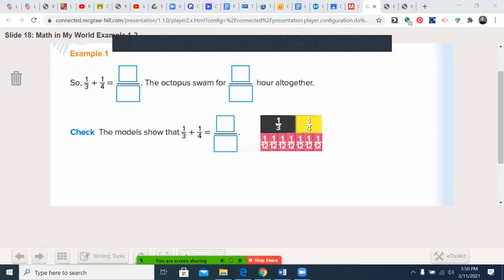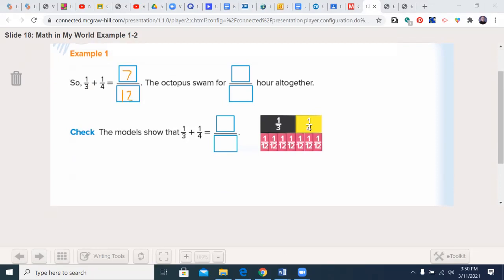So as you recall, we had 4/12 plus 3/12, which was 7/12. The octopus swam for 7/12 of an hour altogether. These models show 7/12. And you see how it all works out. Go ahead and write that in.